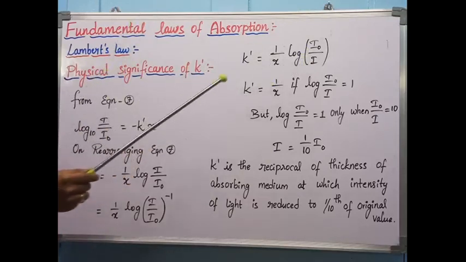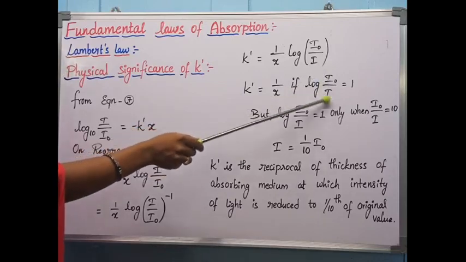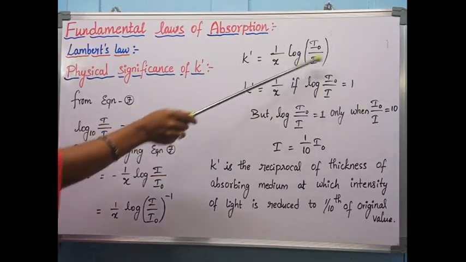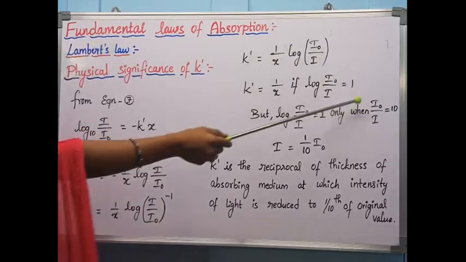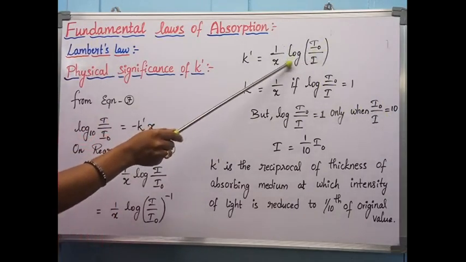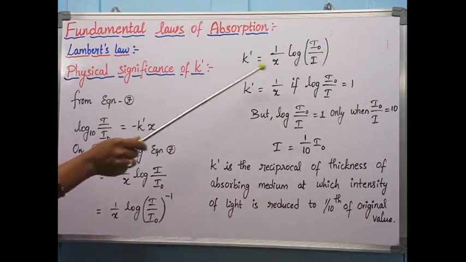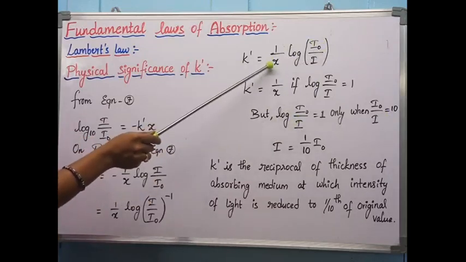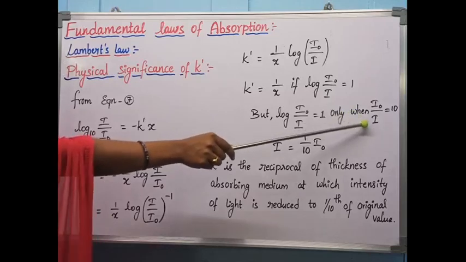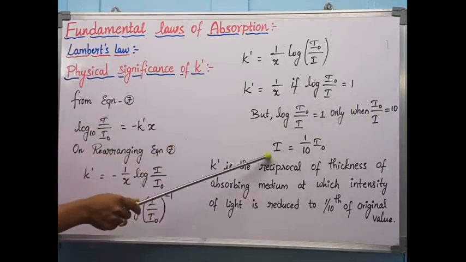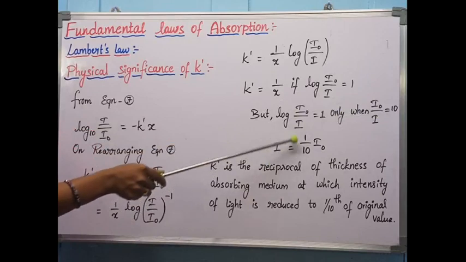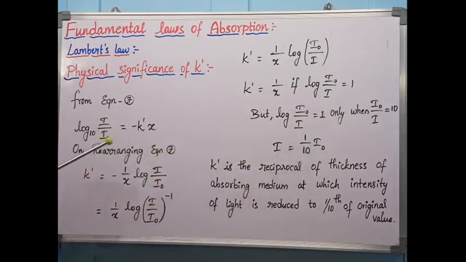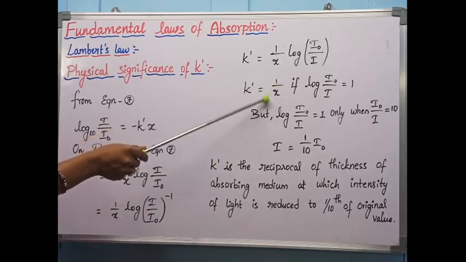So when I naught by I is equal to 10, then only this value becomes 1. For example, if I take 10, log 10 base 10 is nothing but 1. Then only there is a possibility for 1 by x. So if I take I naught by I is equal to 10, then I value is I is equal to 1 by 10th of I naught. So k dash can be defined as the reciprocal of thickness of absorbing medium. So k dash is nothing but 1 by x, reciprocal of thickness.